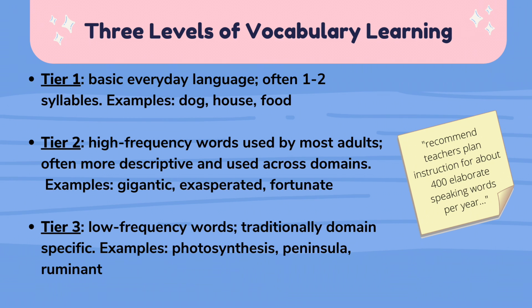So those are the four types of vocabulary, but we also have levels of vocabulary learning, and it's broken into 3 tiers. So we have our basic speaking vocabulary, which is tier 1. It's going to be your everyday language, usually 1-syllable words, dog, house, food, cat, the things that get students through the day in their conversations with each other and at home.